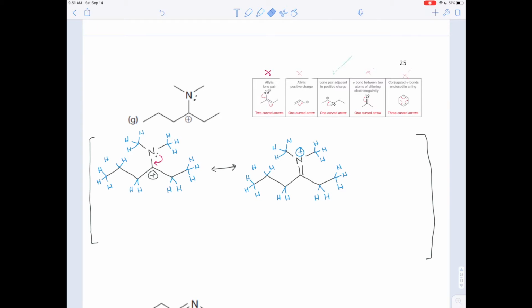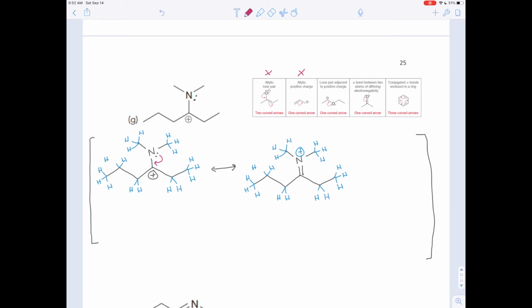Now we want to do the same thing for the structure on the right. So this one. Is there an allylic lone pair there? There's not. There's no lone pair at all. Is there an allylic positive charge? We have a positive charge, but it's on an atom in a double bond. It's not one atom away. So that's not allylic.